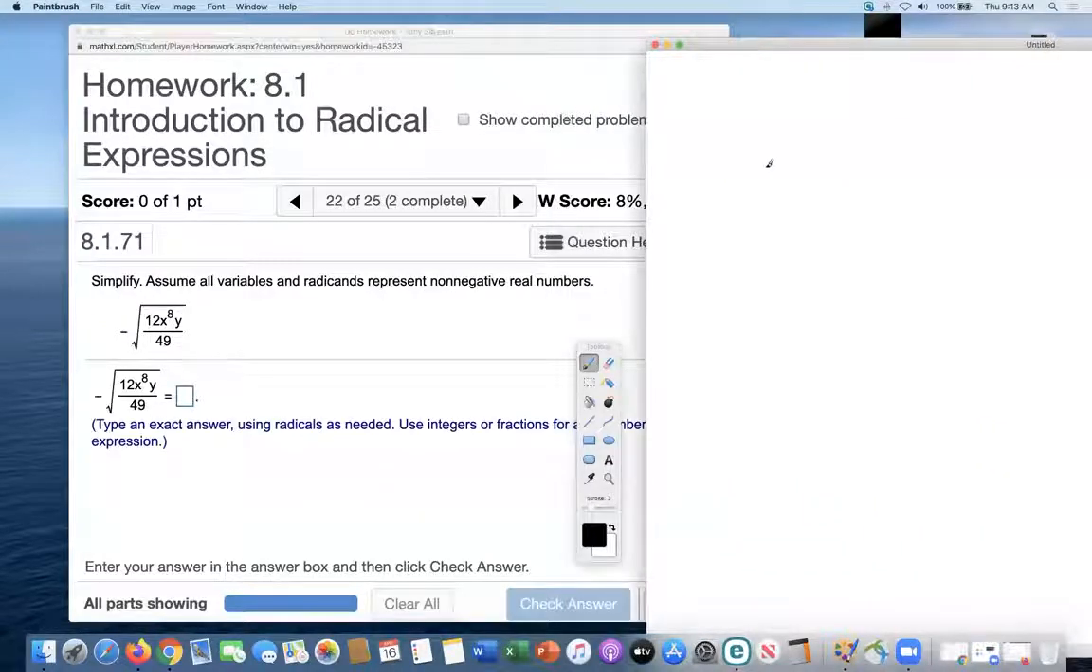Okay, keep that. Negative square root of 12 x to the 8th y divided by 49. Okay, looks ugly, but you've got it over here. 12 and 49, there's not much I can do with, so we have to accept this fraction the way it is. So you're going to take the square root of the bottom, square root of the top.